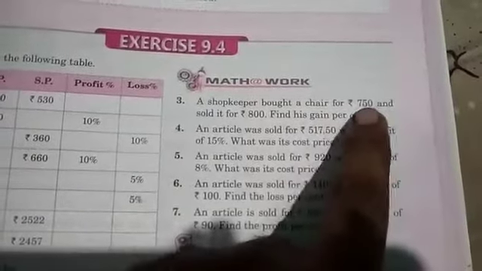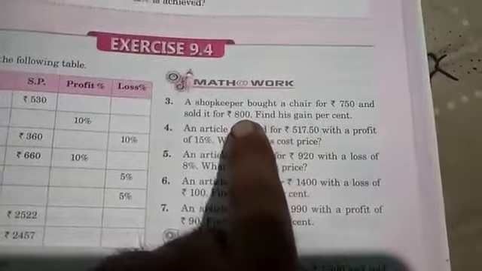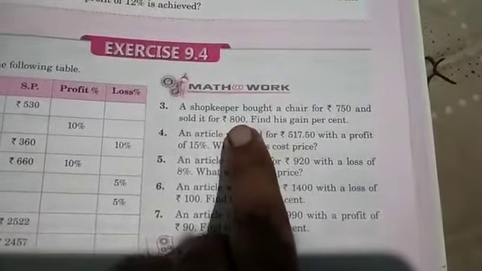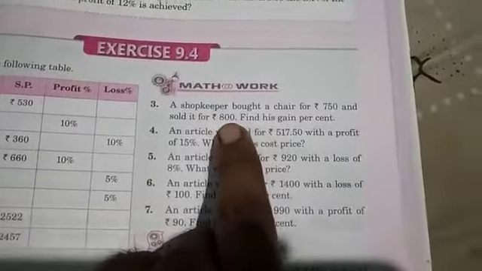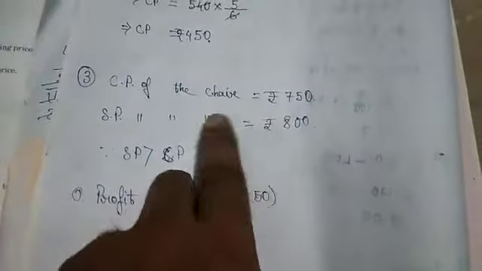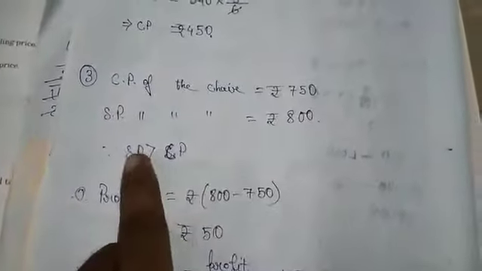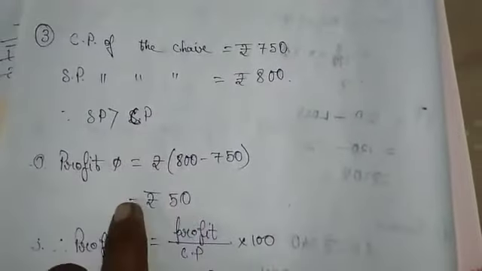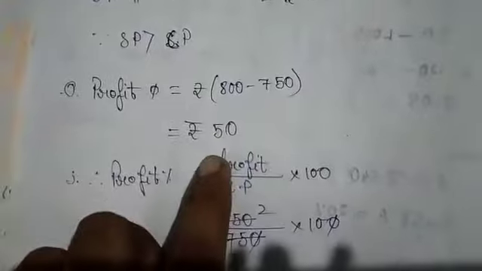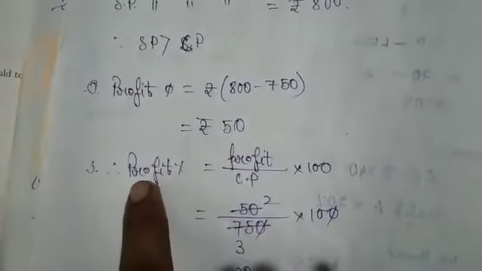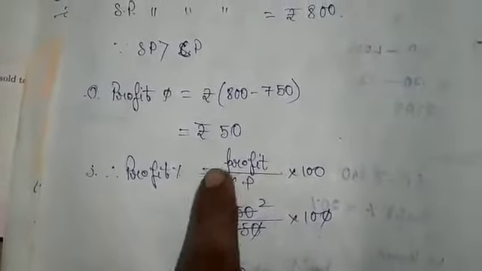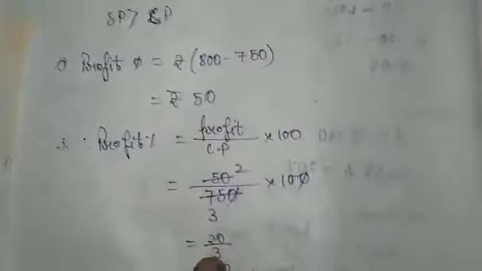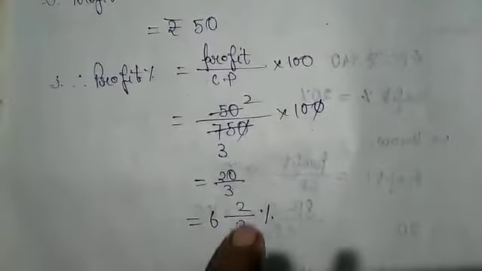So both selling price and cost price are given, and you have to first find out the profit, and then you have to put the values. You will see cost price is given, selling price is given. Since selling price is greater than cost price, it is a profit. How much profit did he make? Rupees 50. So now put the values in the profit percentage formula. Profit percentage is equal to profit by CP into 100. So the value comes as 6 2 by 3%.